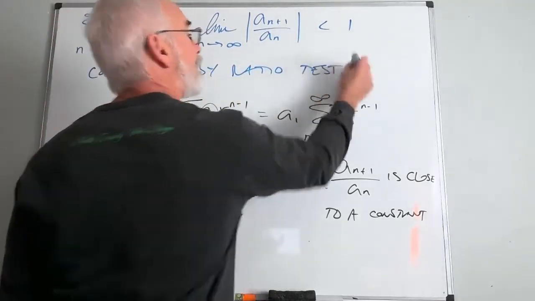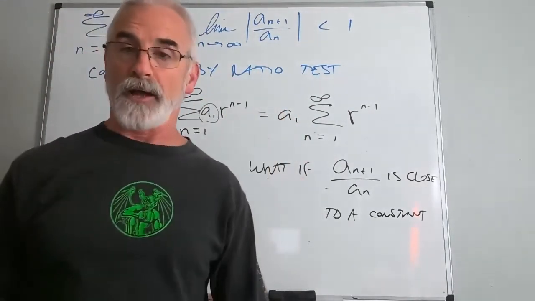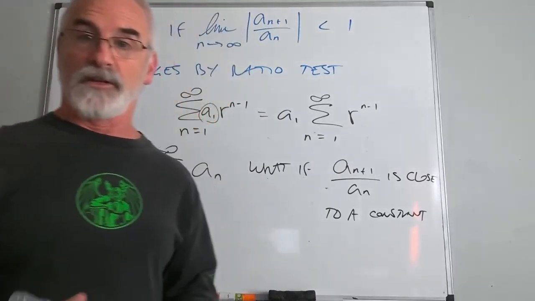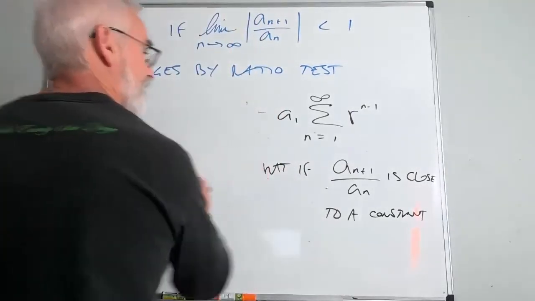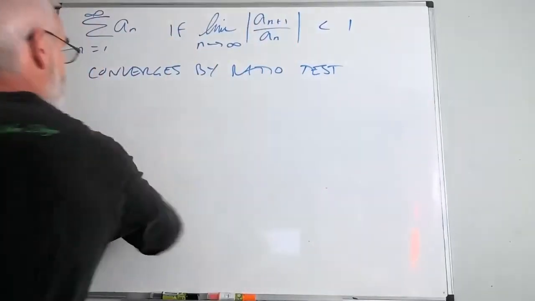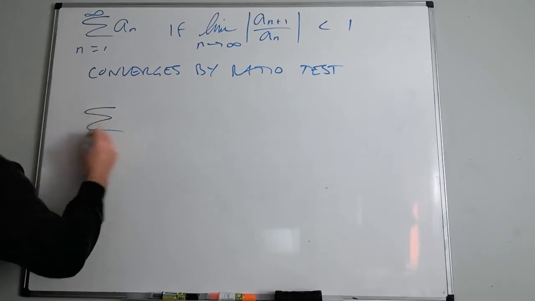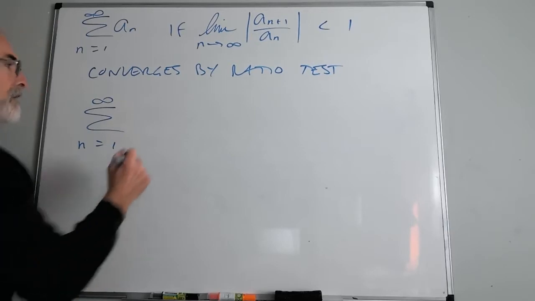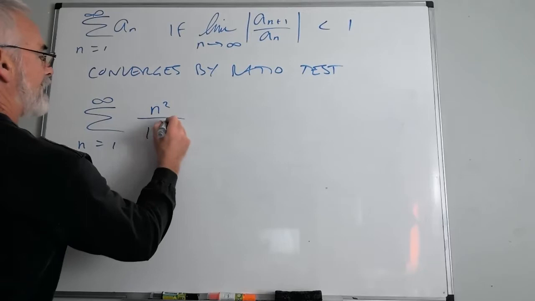Now, none of the things we looked at last day, not one of them would this test apply. I said this test is going to apply when you have exponential functions and when you have factorials. That's it. And we'll see why. And I'm going to give you a bazillion examples today. So let's start with something simple. I have something that looks like this. The sum from n equals 1 to infinity of n squared over 10 to the n.